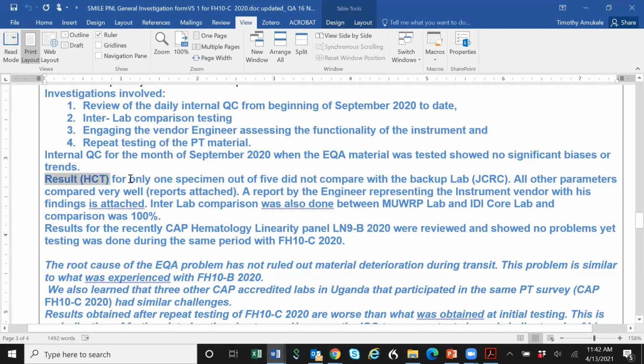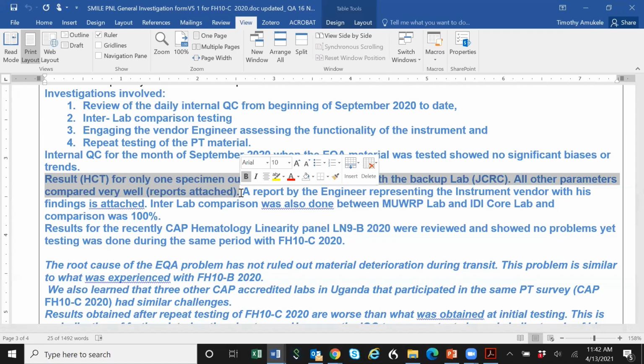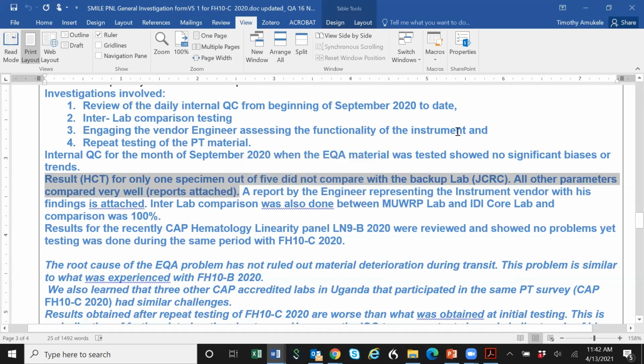and what our results were. It says hematocrit for only one specimen out of 5 did not compare with our backup lab. That means all the other results compared very well with our backup lab. So what is this suggesting? This is suggesting that the problem was probably in the samples, the specimens. Because if we are getting the same thing in our backup lab, which is also CAP certified, Kampala is spoiled in a way because they have an abundance of CAP certified labs. If we are also getting the same thing, it leans you towards thinking that this is a sample issue, not a lab issue.